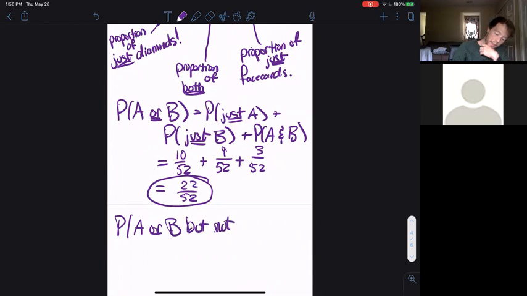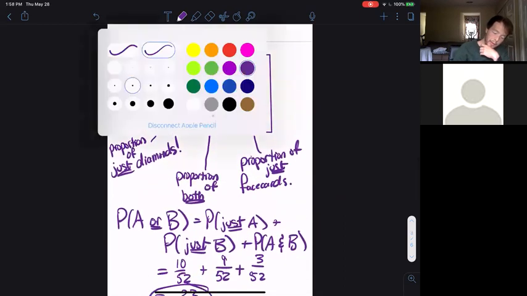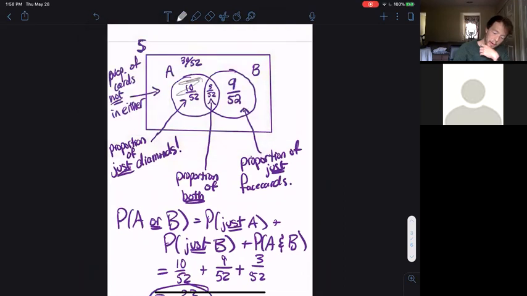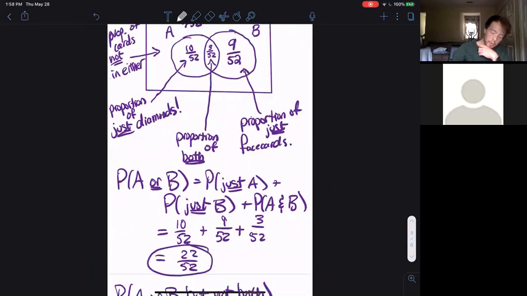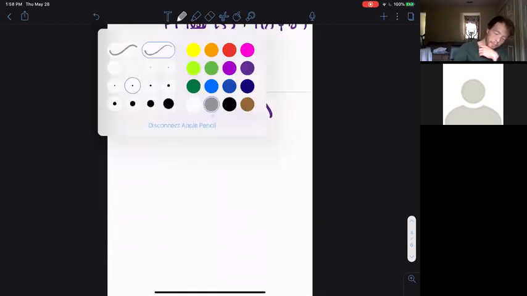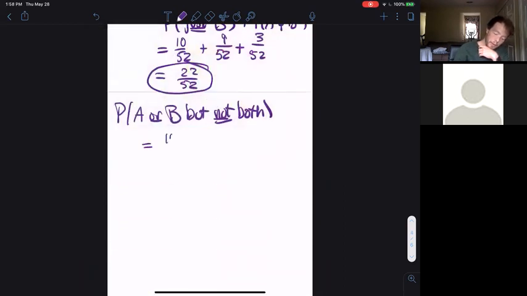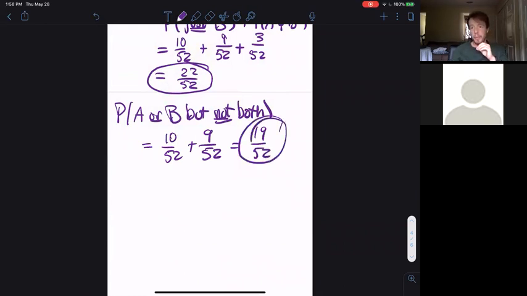So what if I wanted to say probability of A or B, but not both? Well, it's easy. I just take the probability here plus the probability of here, and I don't add in the both. So this one would just be 10 out of 52 plus 9 out of 52, or 19 out of 52, right? Venn diagrams just sort of make these calculations easier. So that is Venn diagrams.